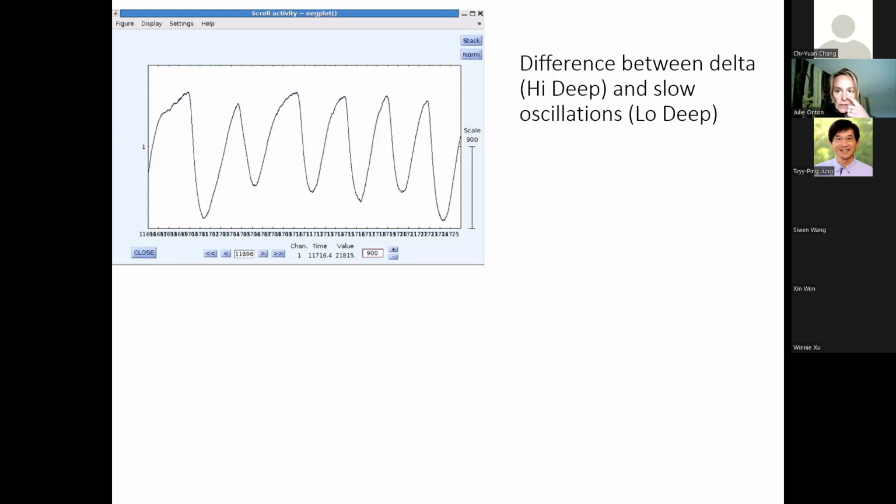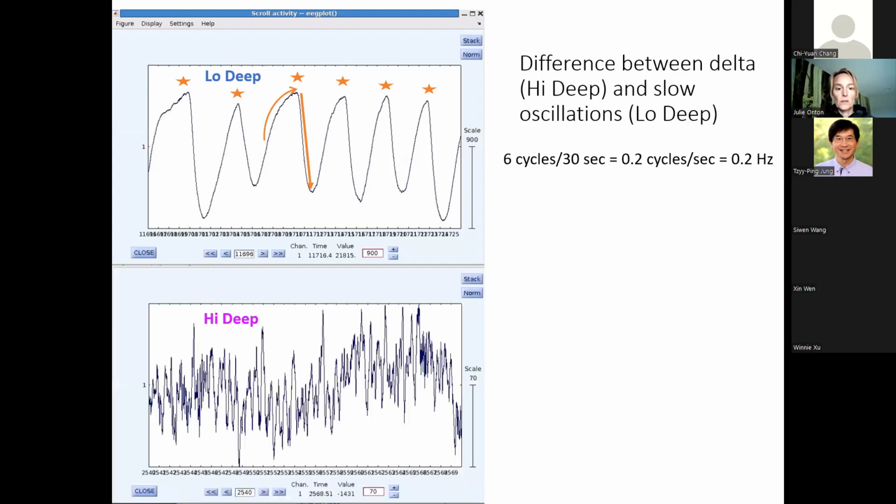Okay, so what's the difference between delta or high deep sleep and slow oscillations or low deep sleep? This is a picture of slow oscillations or low deep sleep. You can see that it's not strictly sinusoidal. There's an arc that goes up to the top and then drops precipitously straight down, and then arcs up again and falls down. If you count the cycles, 1, 2, 3, 4, 5, 6 cycles in 30 seconds is 0.2 hertz. So less than 1 hertz.